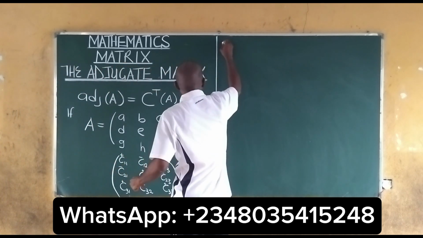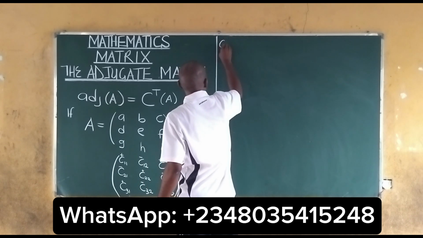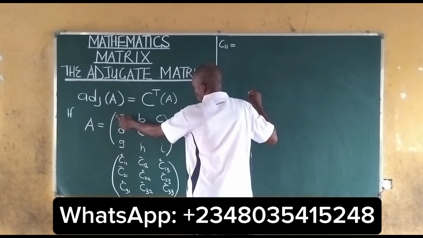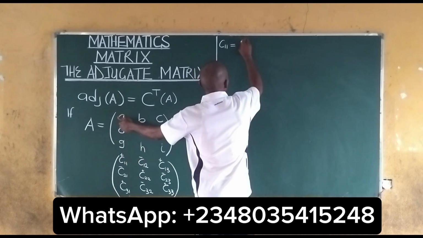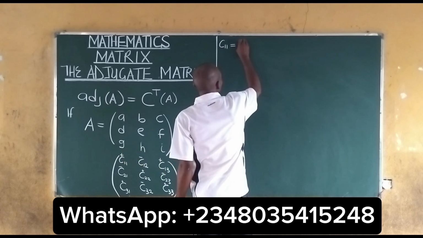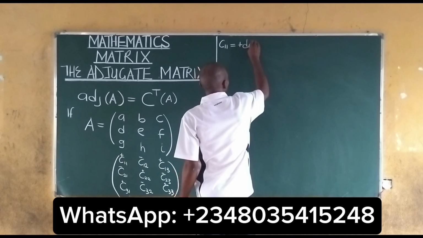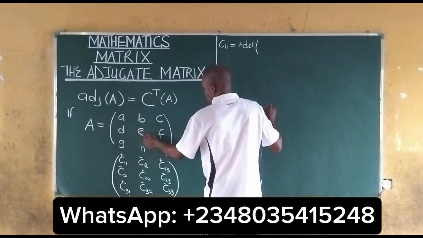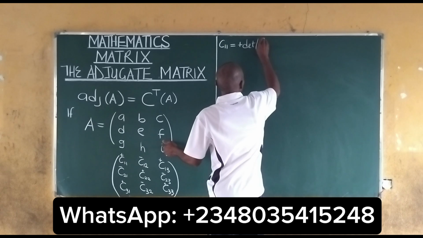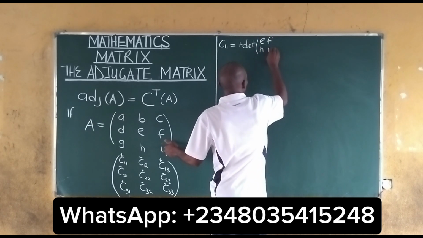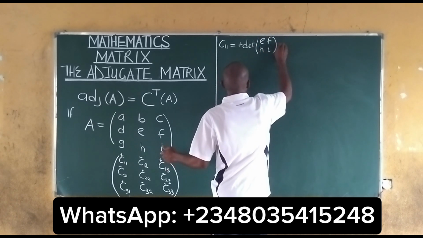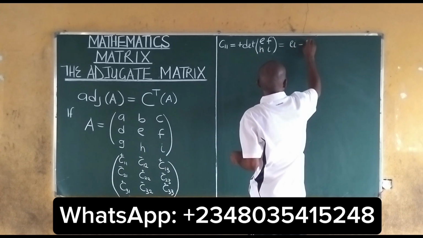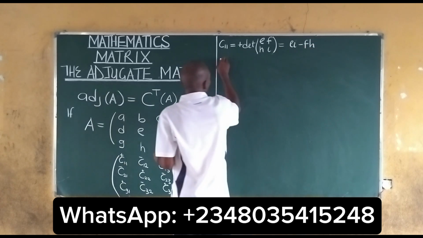Now, for C11, we look at the sign here, it is positive. The determinant of C11 will be E, F, H, I. So it will give us EI minus FH.